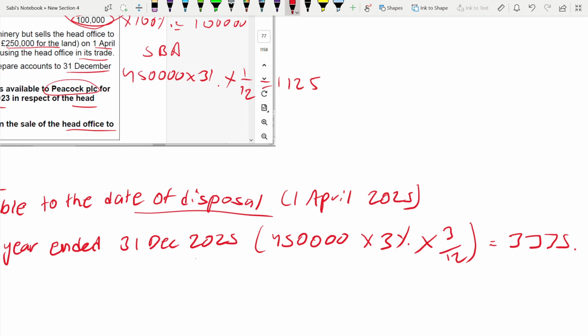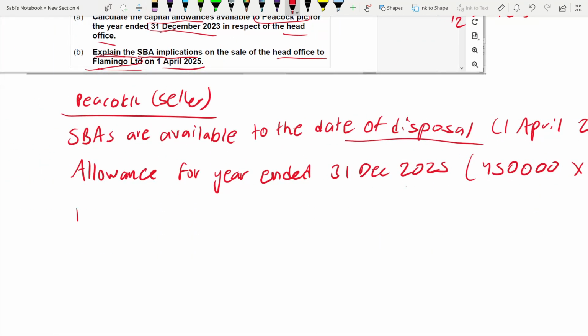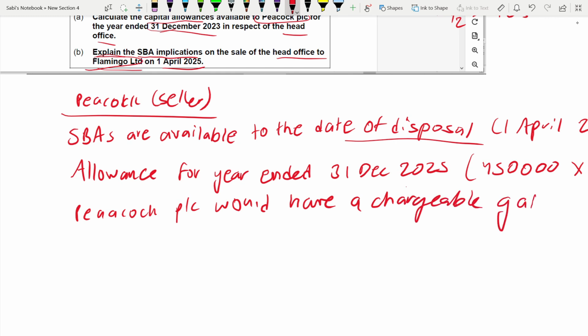Next, Peacock. See, this is a seller, so they will have a chargeable gain also. Peacock will have a chargeable gain. Okay, so this chargeable gain, how will we calculate? You have to name the company always. Okay, don't just write company. You don't know which company. Always mention the name of the company given to you in the question. So Peacock PLC would have a chargeable gain because they are making a disposal, no? Would have a chargeable gain which would be calculated as you have to explain.